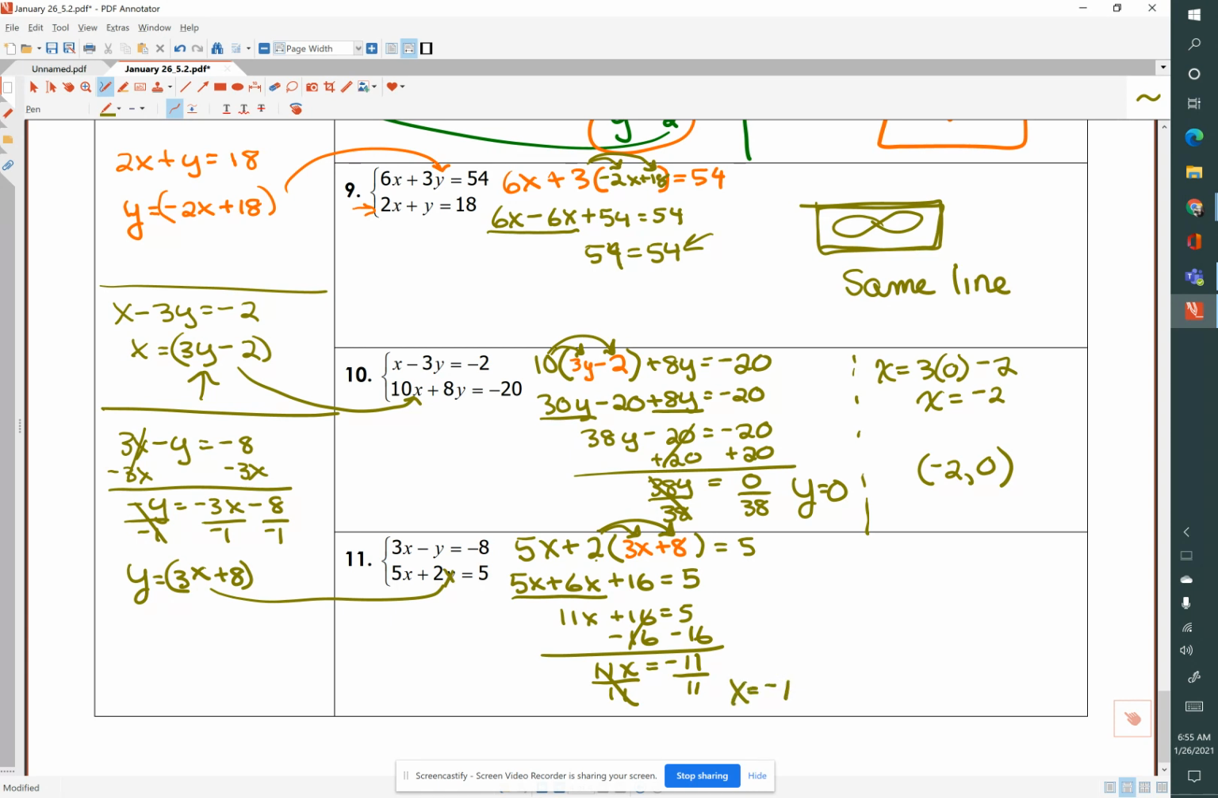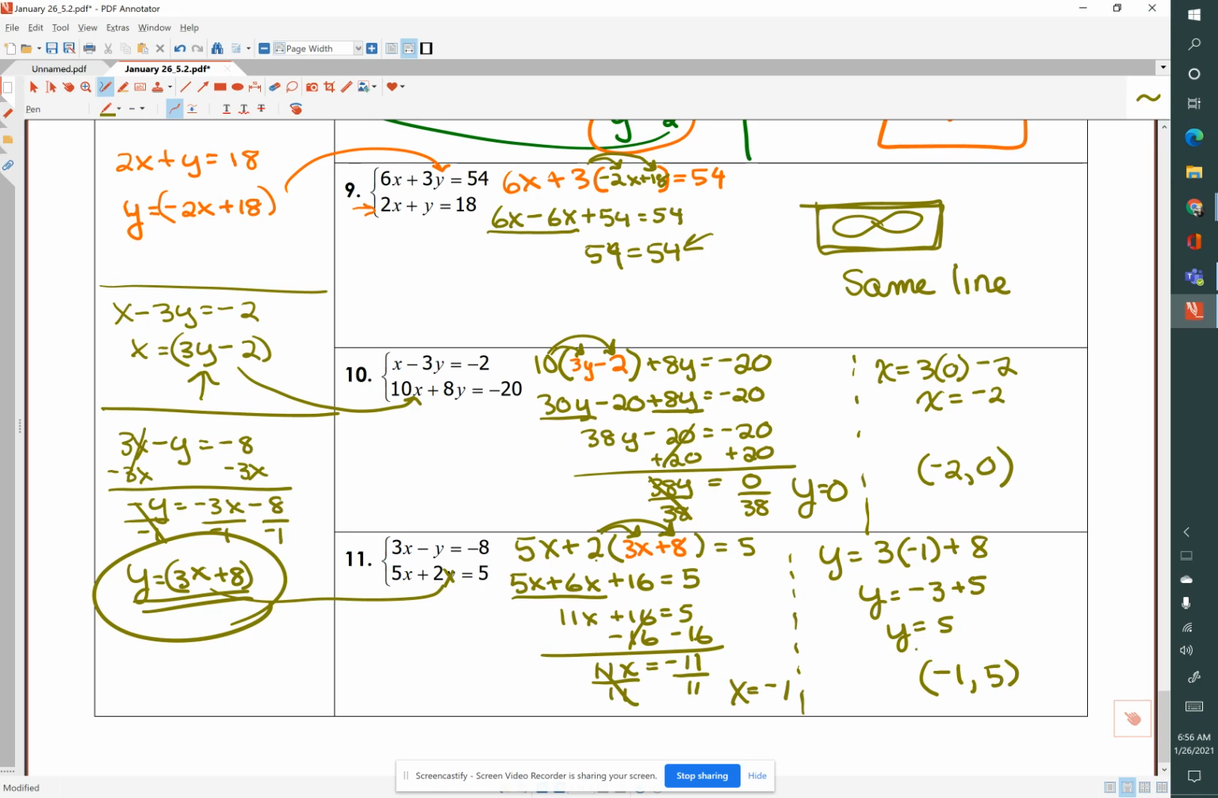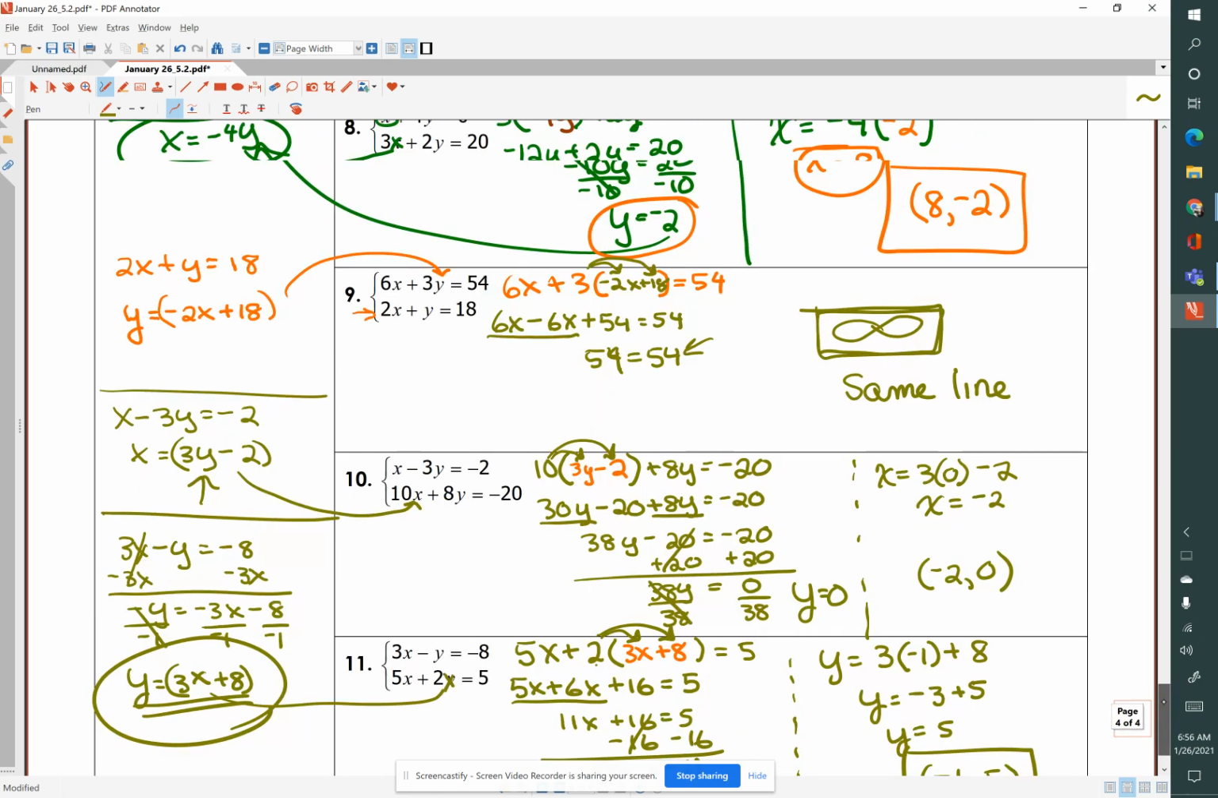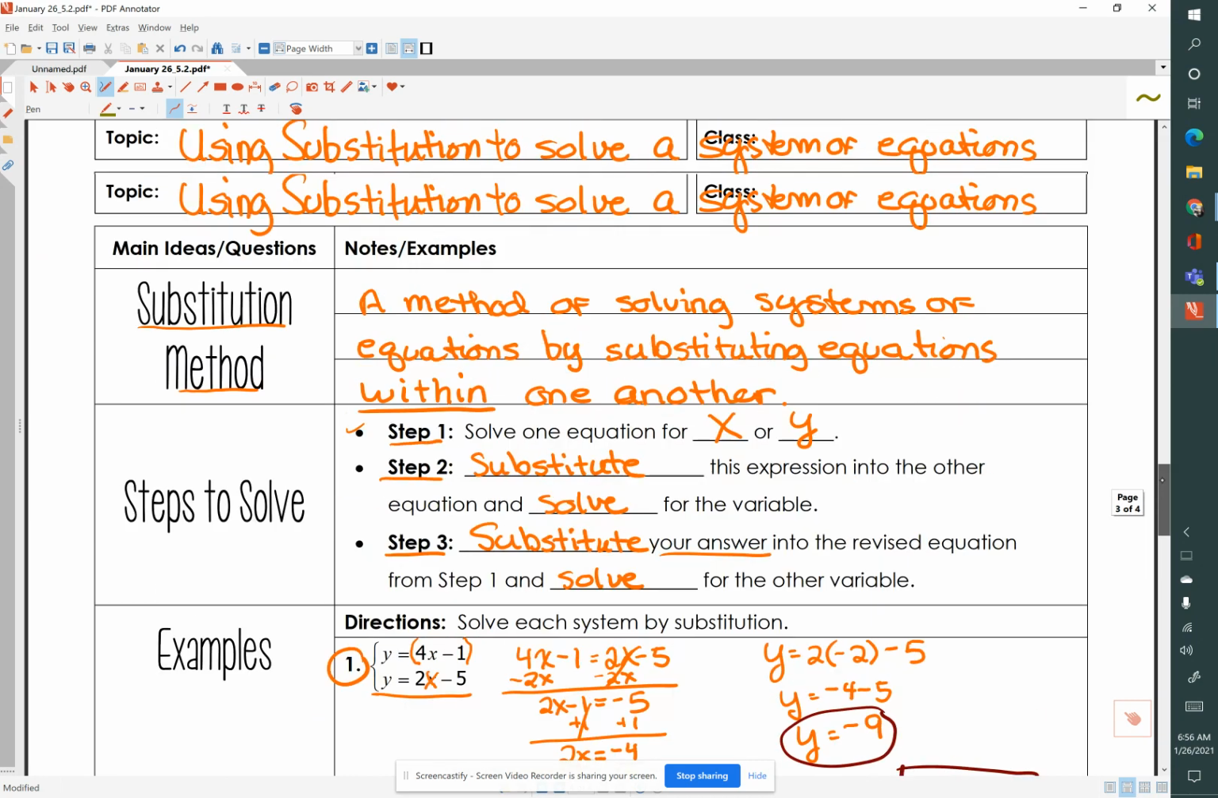I'm going to take that negative 1 and I'm going to substitute it in this slope-intercept version because that'll be nice and easy. So y equals 3 times negative 1 plus 8. 3 times negative 1 is negative 3 plus 8. So y equals 5. So our ordered pair is negative 1, 5. So that is solving systems of equations using substitution.